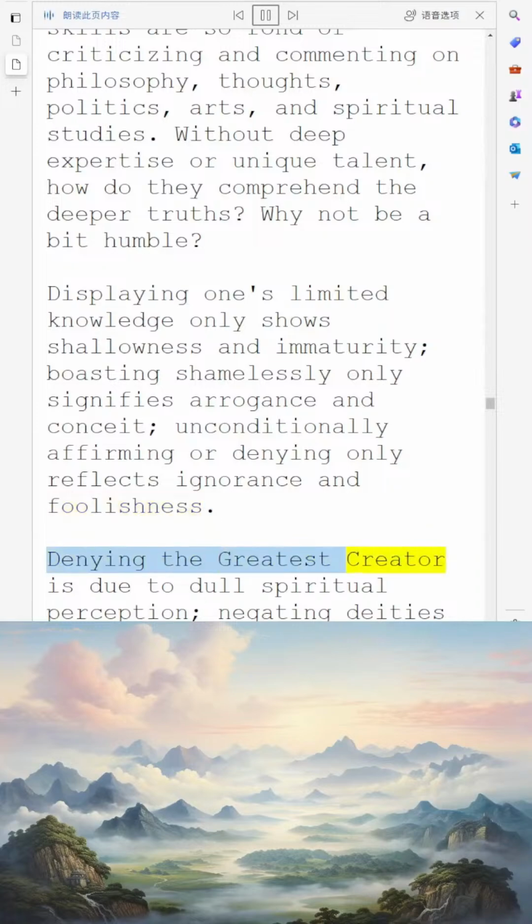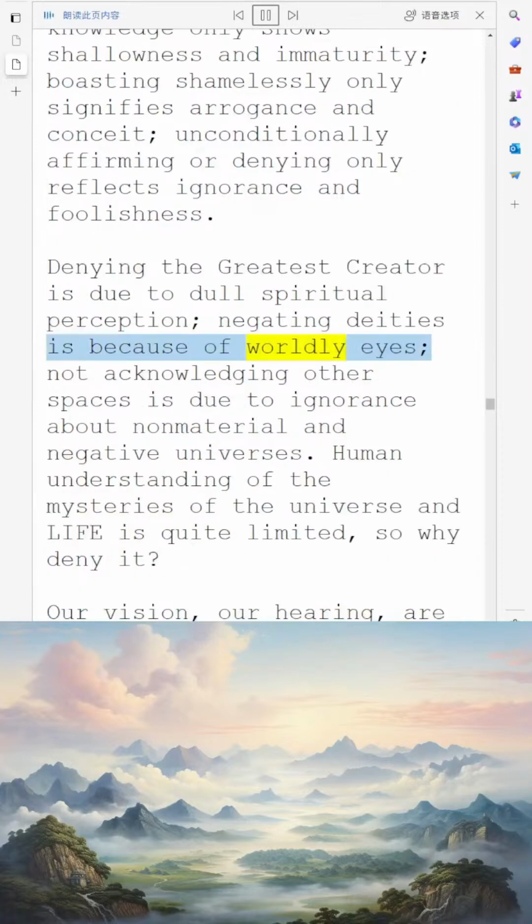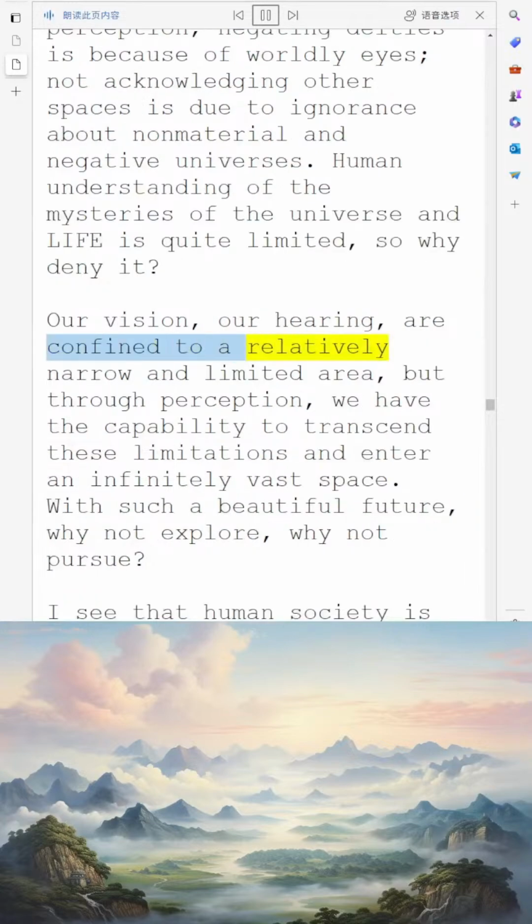Denying the greatest creator is due to dull spiritual perception. Negating deities is because of worldly eyes. Not acknowledging other spaces is due to ignorance about non-material and negative universes. Human understanding of the mysteries of the universe and life is quite limited, so why deny it? Our vision, our hearing, are confined to a relatively narrow and limited area, but through perception, we have the capability to transcend these limitations and enter an infinitely vast space. With such a beautiful future, why not explore?